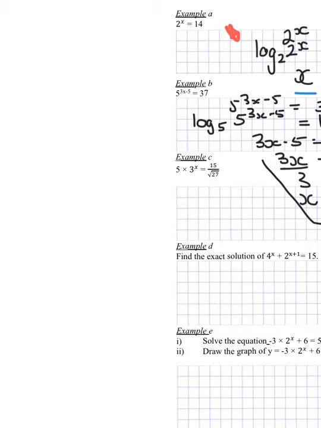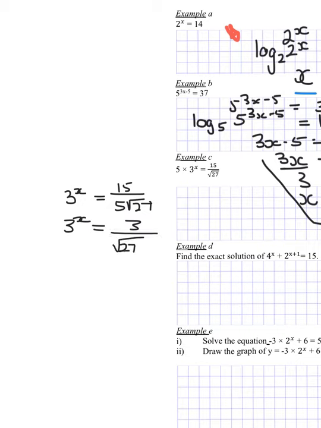It's 5 times 3 to the x. We can divide both sides by 5. So if we divide the left-hand side by 5, we're just going to be left with 3 to the x. I'm going to divide the right-hand side by 5 as well, so I'm going to get 15 over 5 times the square root of 27. Now hopefully you can see that 15 divided by 5 is 3, so I can go that's equal to 3 to the x over 3 square root of 27.